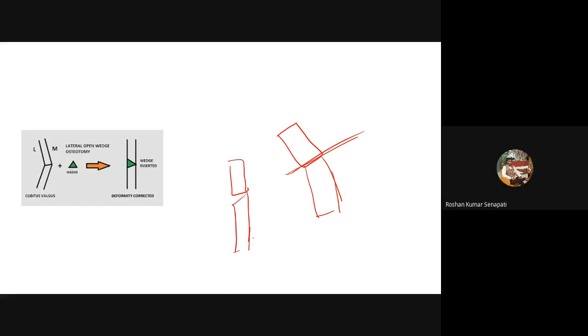Or also what you can do, there is a deformity like this. What you do, only one cut like this, and you open it. So this is an open wedge osteotomy. What are the advantages? In open wedge osteotomy, you achieve a length. You get lengthening. If there is a limb which is short, you do open wedge. But in closed wedge, you will remove some part of the bone. Here you are not removing any bone. In closed wedge, it will cause shortening.